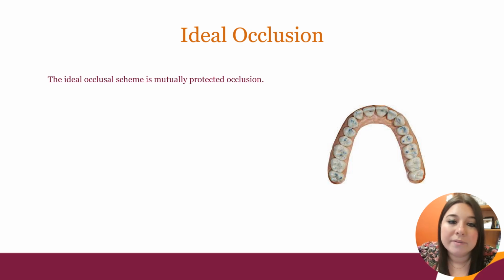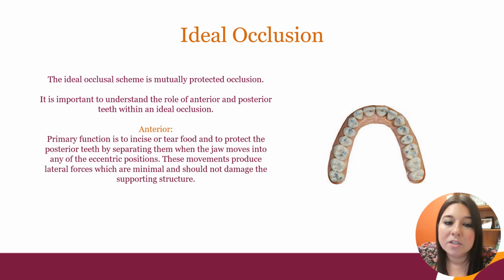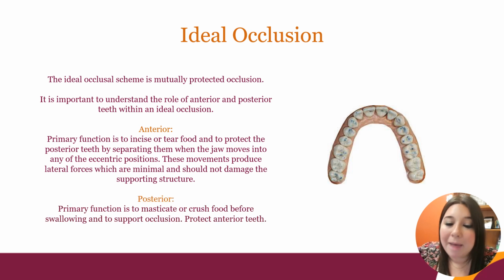Ideal occlusion. So the ideal occlusal scheme is mutually protected occlusion. It's important to understand the role of anterior and posterior teeth within an ideal occlusion. So in the anteriors, the primary function is to incise or tear food and to protect the posterior teeth by separating them when the jaw moves into any of the eccentric positions. These movements can produce lateral forces, which are minimal and should not damage the supporting structure. For posterior teeth, the primary function is to masticate, chew, or crush food before swallowing and to support occlusion. They protect the anterior teeth.